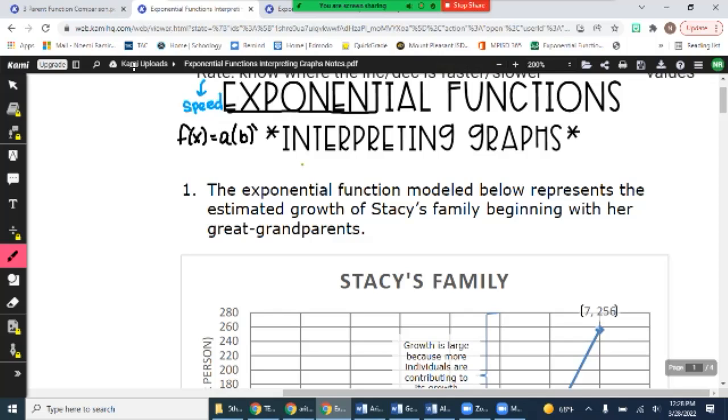To the power of X. The power of X is what makes this special. Your X value is the exponent. That X value represents what?